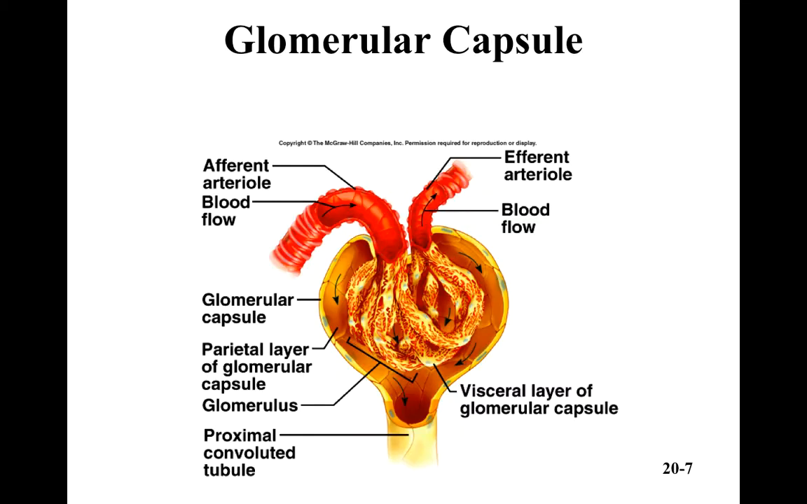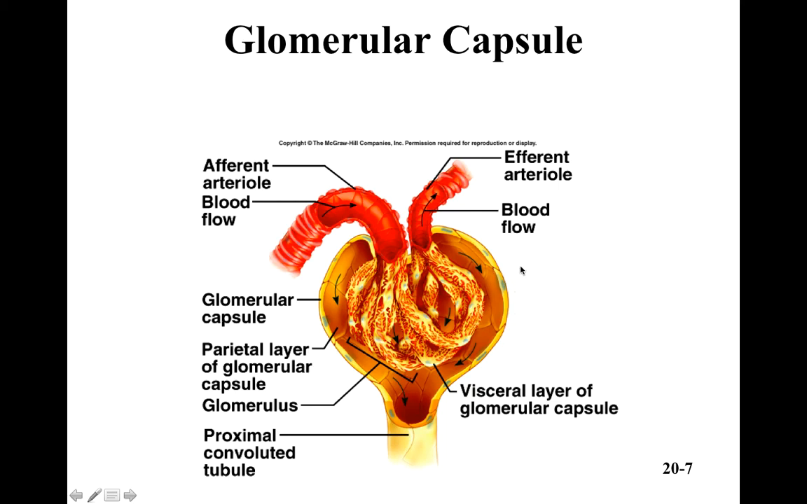Okay. Glomerular capsule is part of that nephron, and the nephron is made up of this renal corpuscle and the renal tubule. So this is the first part of that tubule, and this is the renal corpuscle. The corpuscle is made of the glomerulus, which is just a bunch of capillaries, so a cluster of capillaries, and the Bowman's capsule, which is also called the glomerular capsule.